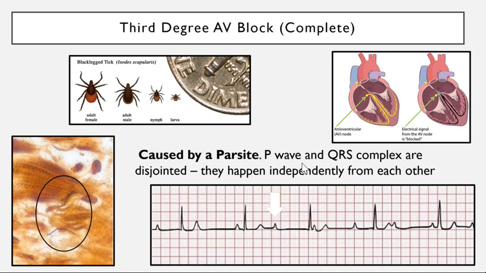But if y'all want to know, what's interesting here is that this is mostly caused by a parasite, and the parasite infects your heart and blocks the electrical conduction from the SA node to the AV node. So you still have two independently functioning things, but you don't have proper electrical conductance to the heart. The QRS and the P wave are acting independently again, but it's really, really bad because it's being blocked there. You can kind of see it in this.